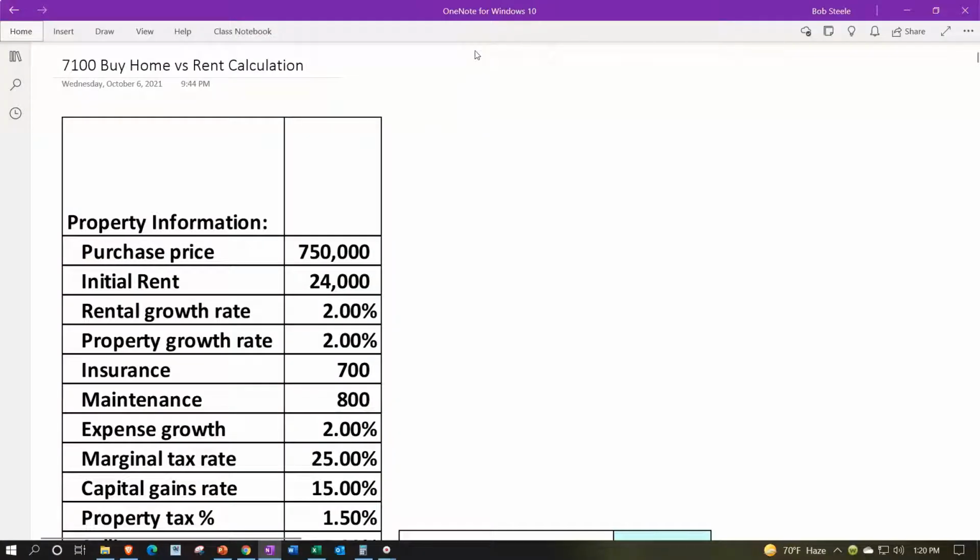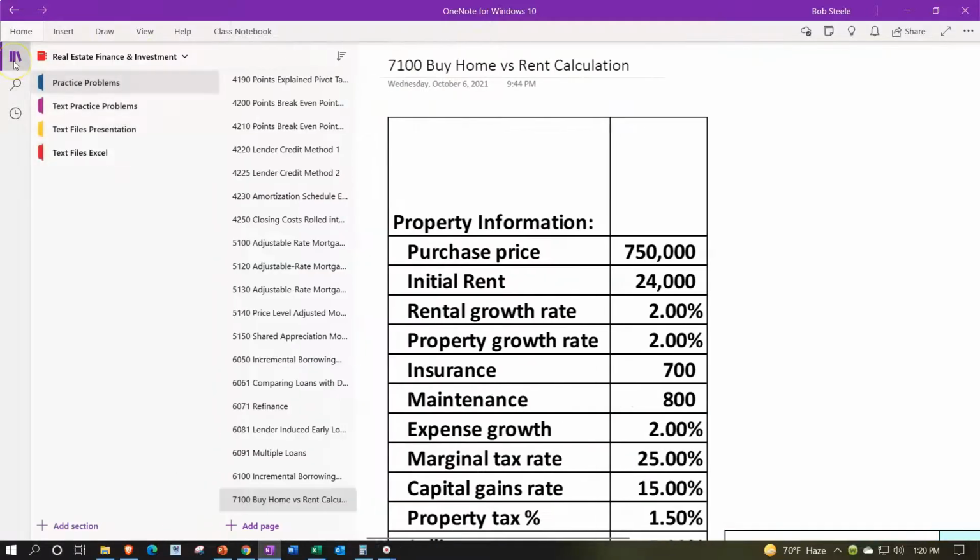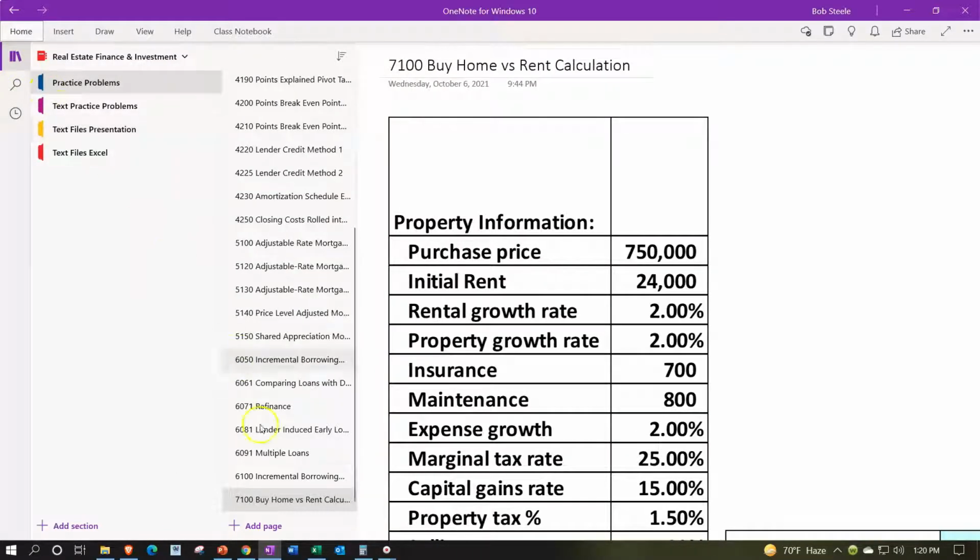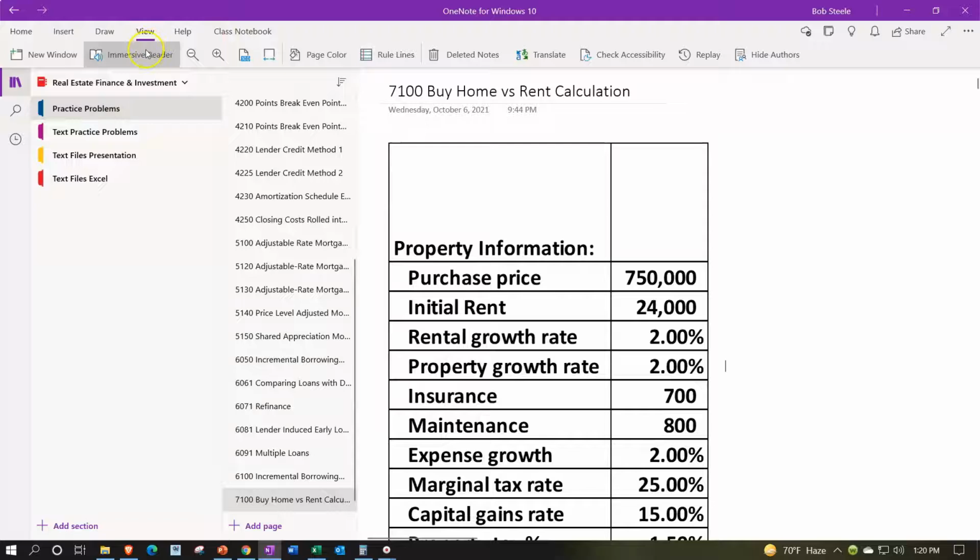If you have access to OneNote and would like to follow along, you're not required to, but if you would like to, we're in the icon on the left-hand side, Practice Problems tab, down in the 7100 Home Buy versus Rent Calculation tab. Also note, when using OneNote, look at the Immersive Reader tool. The presentations are also in the text area, same name, same number, but with transcripts. Transcripts can be translated into multiple different languages and either listened to or read in them.